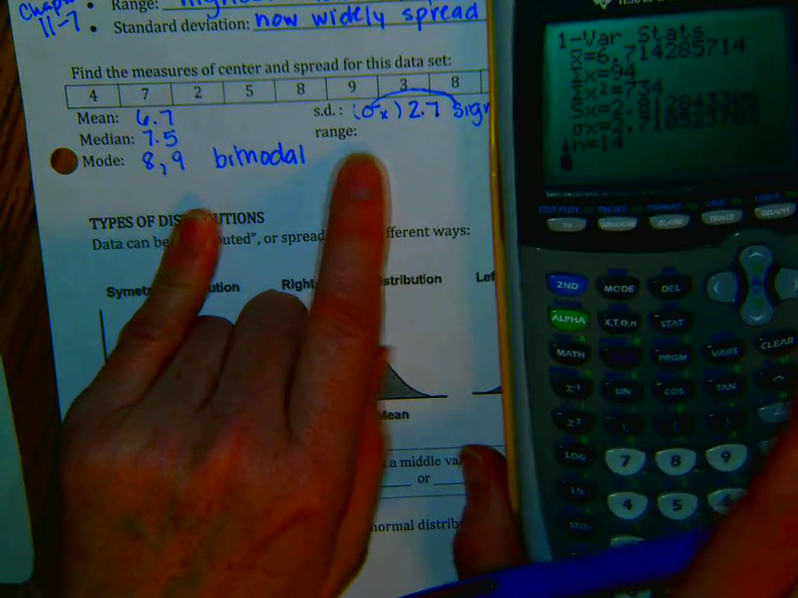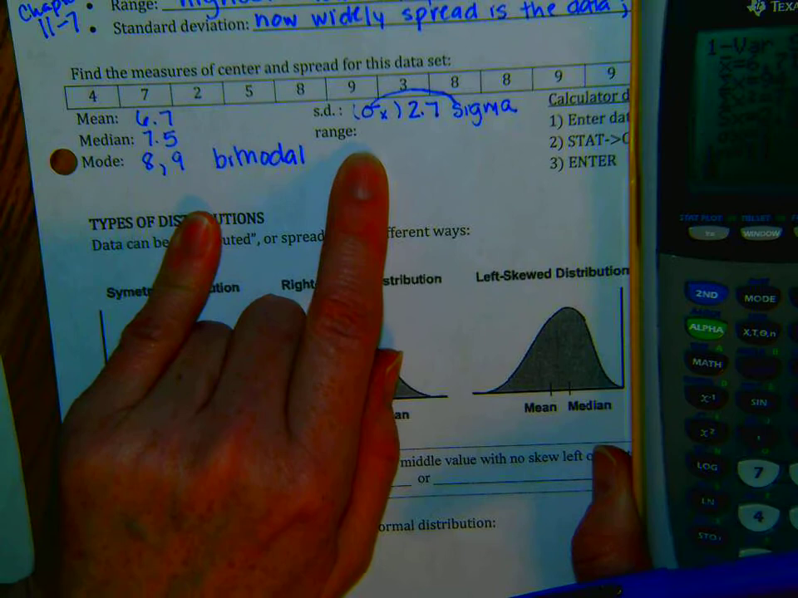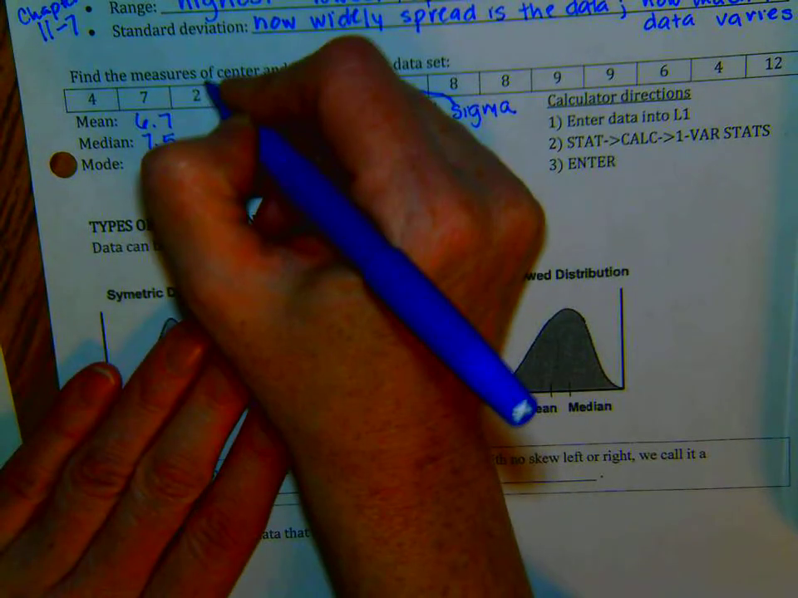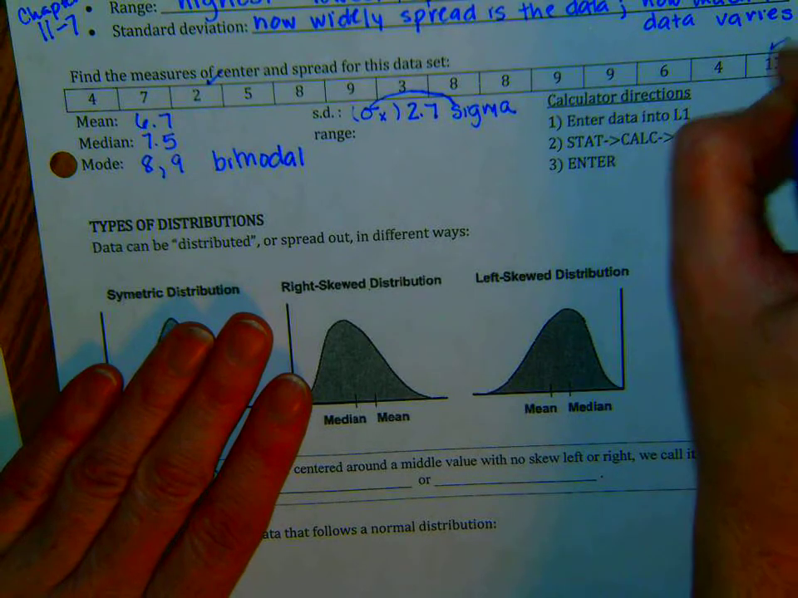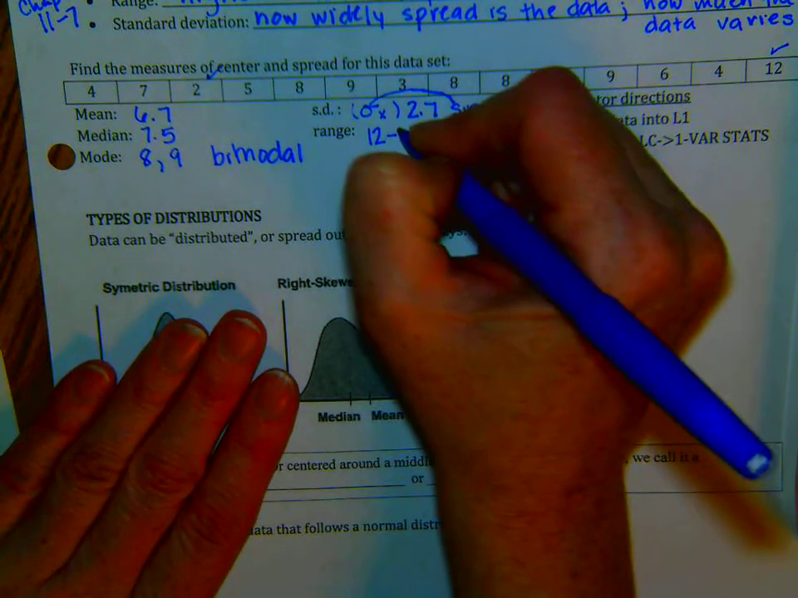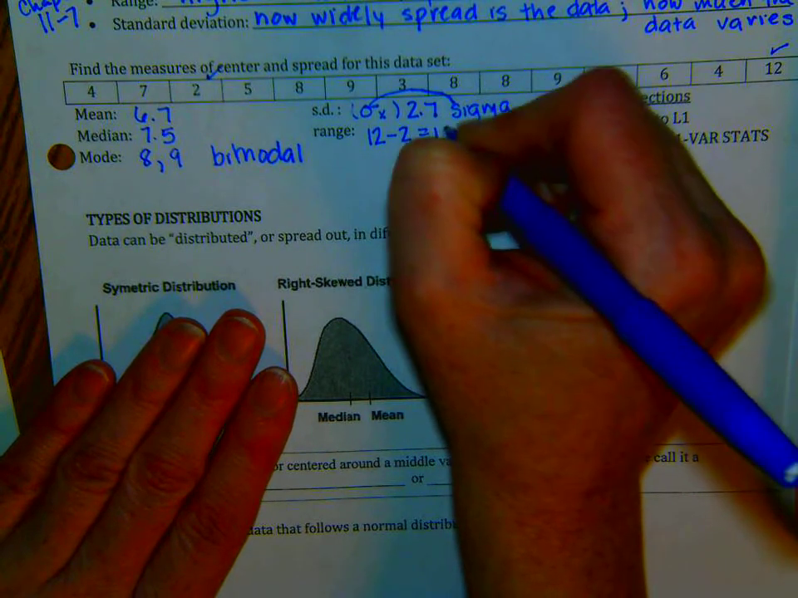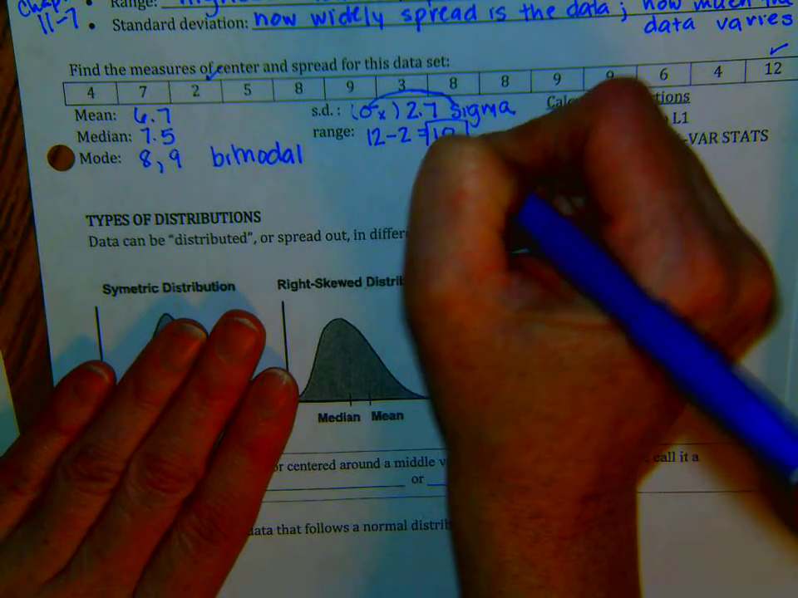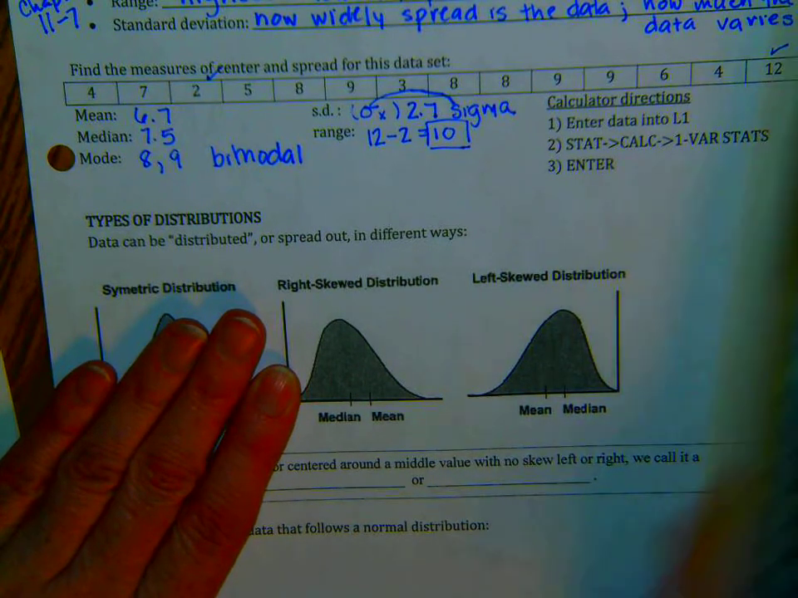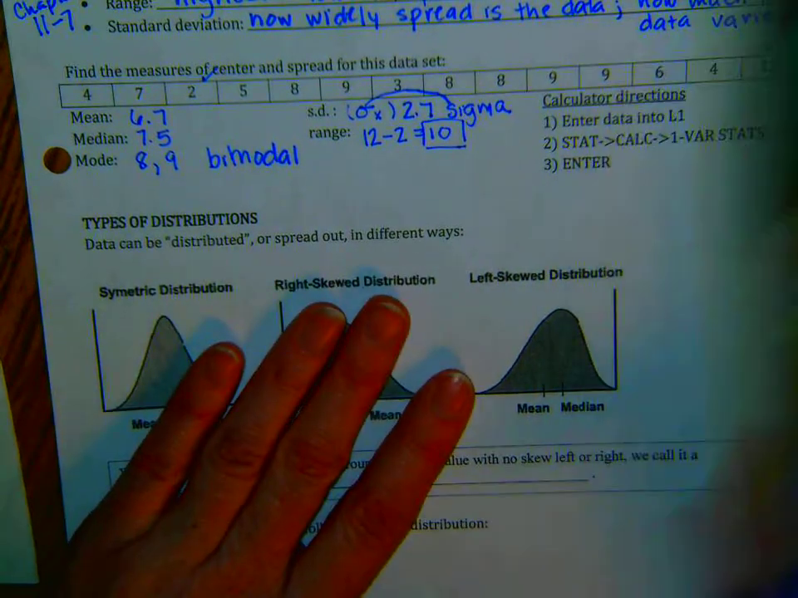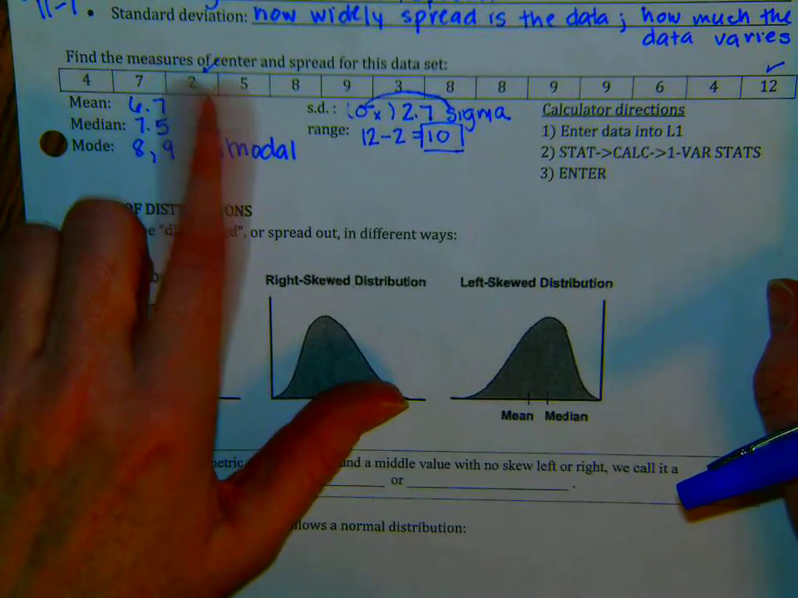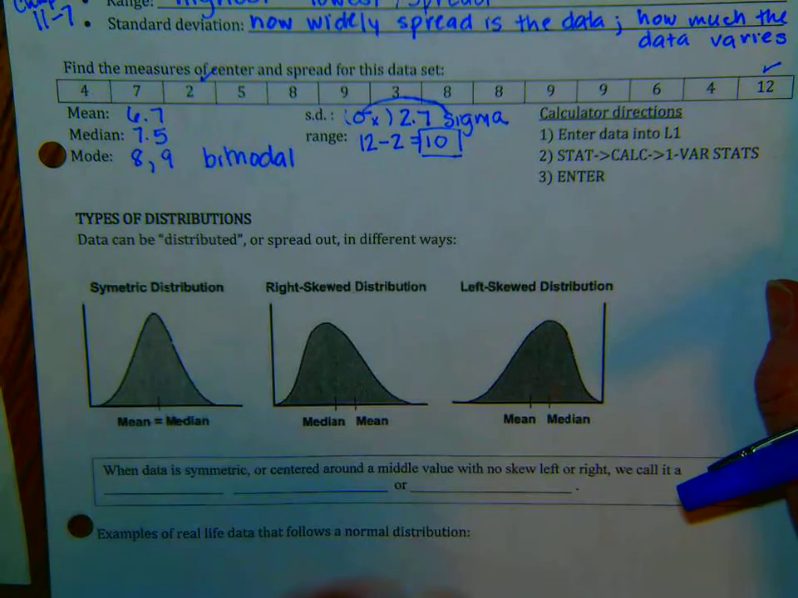Now let's talk about the range of the data. The range of the data is the largest to the smallest. So we see that the smallest data value is 2, the largest is 12. So our range is 12 minus 2 equals 10. So let's just box that in and say that our range of data is 10. Okay, so there we go. We've got all the measures. We call this the measures of center and spread for this data set.